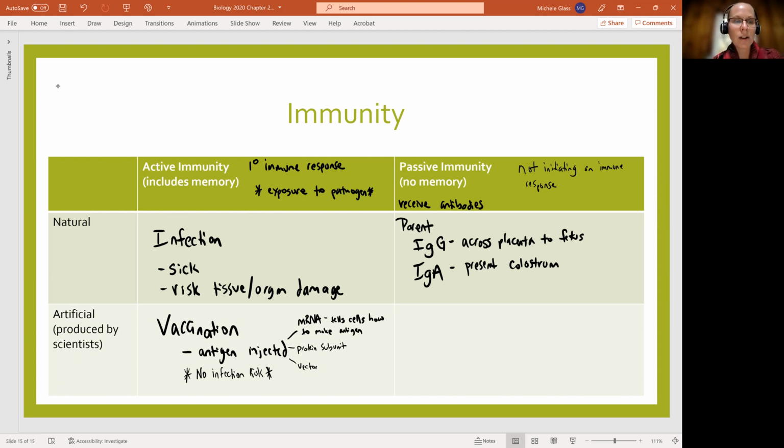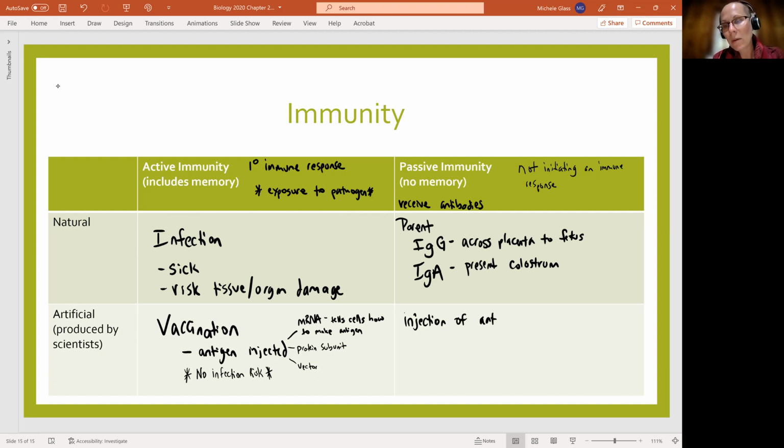When we talk about the artificial passive immunity, then again, this is produced by scientists. So we have created these antibodies and then we can deliver the antibodies. This is going to be a temporary situation because the antibodies are not going to be long-lived, and then you're not getting memory as a result of this, right? But one example of this, so let me just write in injection of antibody.